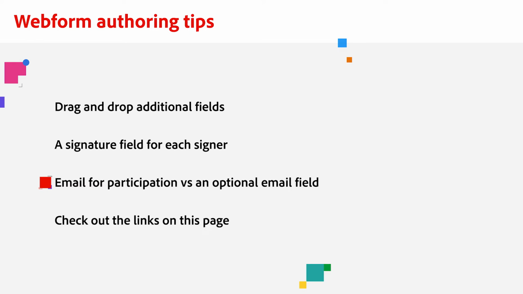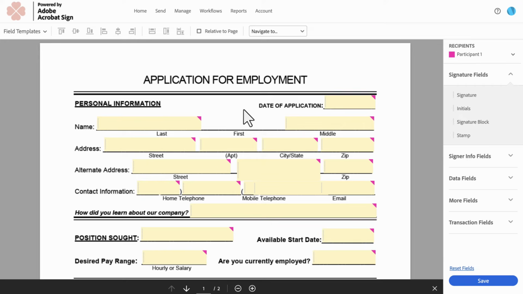Also, while email fields can be marked as optional, that doesn't mean someone can participate in the document process without one. An email address must be provided by each participant. If you have other questions about authoring, check out more of what you can do by clicking the links on this page. Let's head back to our web form.